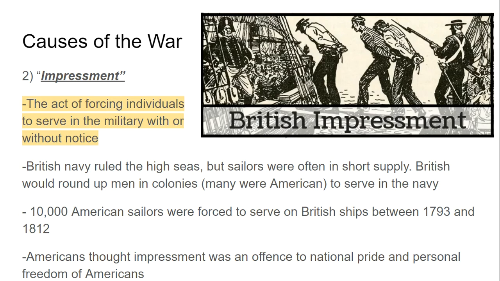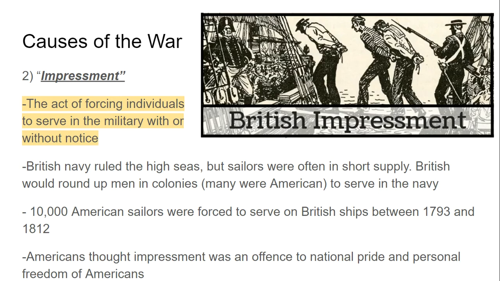And what they would do is essentially walk on boats, and they would imprison a whole bunch of American sailors and essentially take them hostage or captive and force them to serve in the British Navy. And this was happening for many years. And you'll see there the statistic between 1793 and 1812, 10,000 American sailors were forced to switch sides. And this was really upsetting to the Americans.